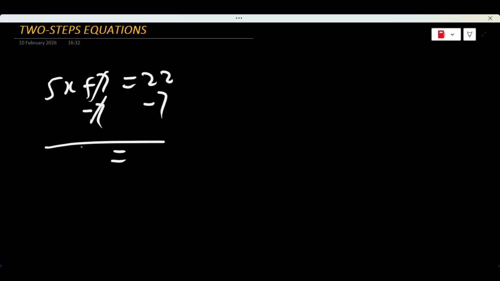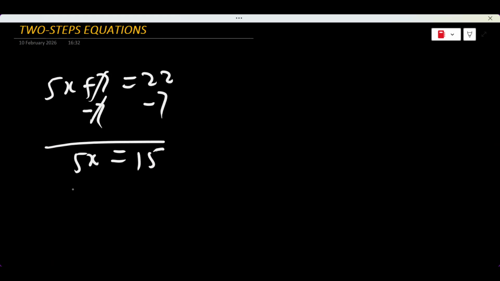Now, next example, we have 5x plus 7 equals 22. So in doing that, we have to undo the 7 using the inverse operation, which is negative 7. Do the same thing to the other side. So this and this cancel out. We have the equal sign, 5x on the left. 22 minus 7, we have what?